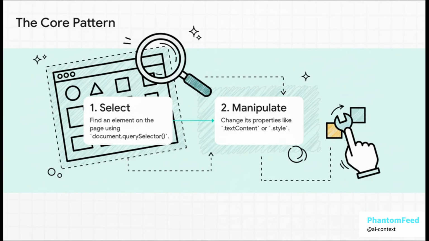So how does this conversation actually happen? Well, it's this really simple two-step dance. First, you tell JavaScript what you're looking for on the map, using a command like document.querySelector. Then, once it's got it, you tell it what to do. Change the text, update the style, whatever. Find it, then change it. That's the core pattern right there.